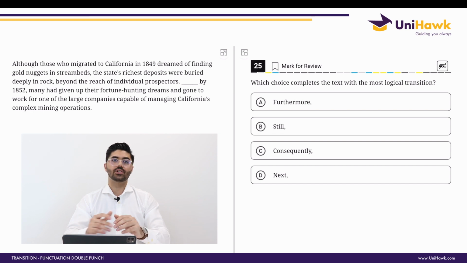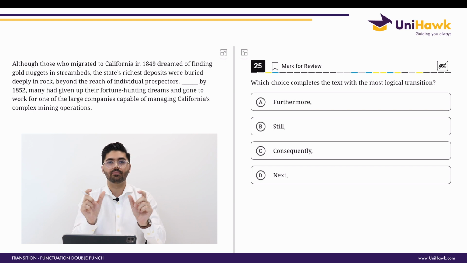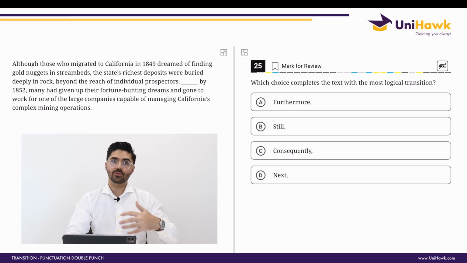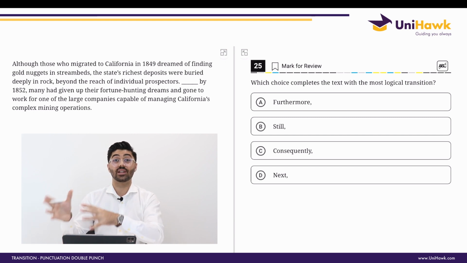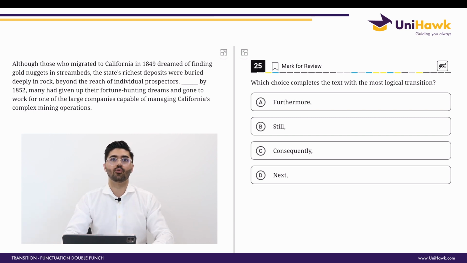Now, transition questions are primarily about the relationship between the ideas. So as you read the sentences, ask yourself, do they have a causal relationship? Is the second sentence adding on to the first one? Or are they contrasting? So you need to figure out that relationship between the ideas.